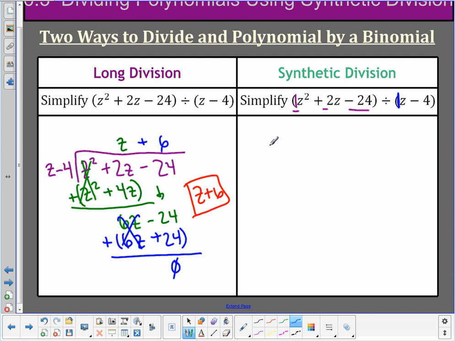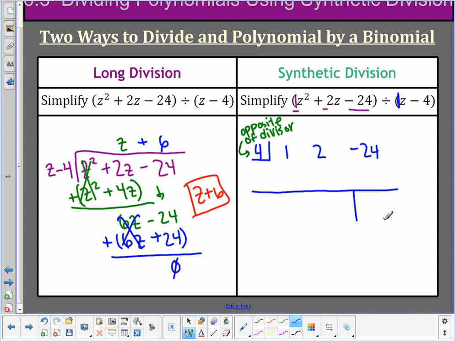So here's how this gets set up. I set up a little box, and I'm going to put the opposite of the divisor. You can write yourself a little note there if you want. And then I list out my coefficients behind it. So my coefficients are 1, 2, and negative 24. Leave yourself enough space to write one number and draw a line and make it a little t. This is going to be your remainder, if there is any.